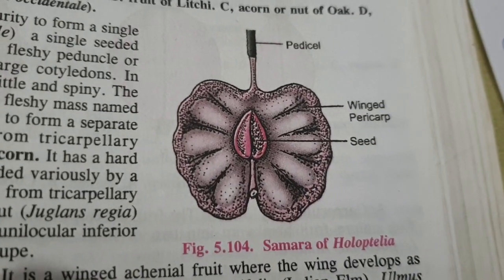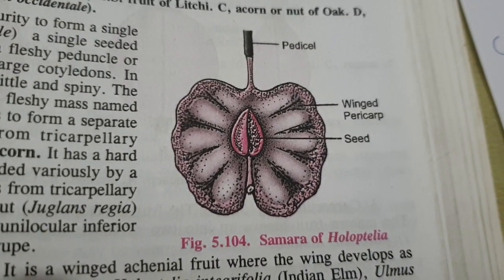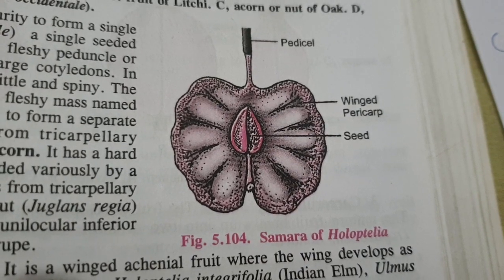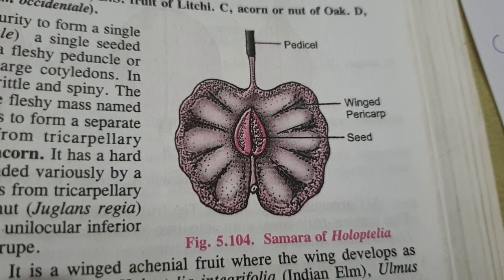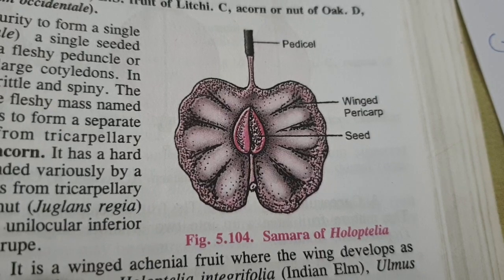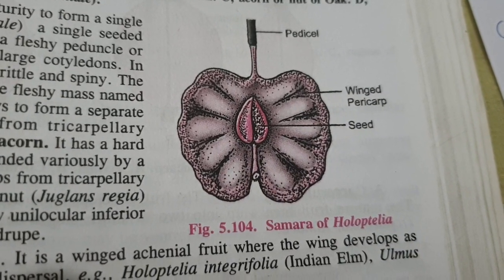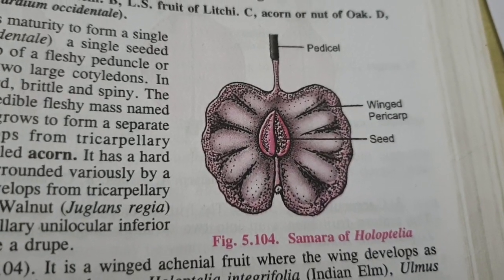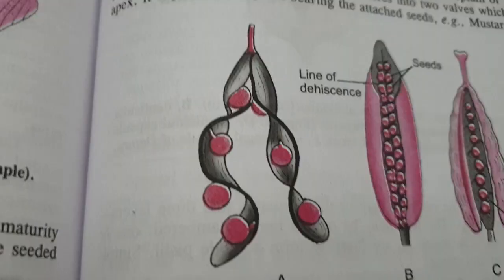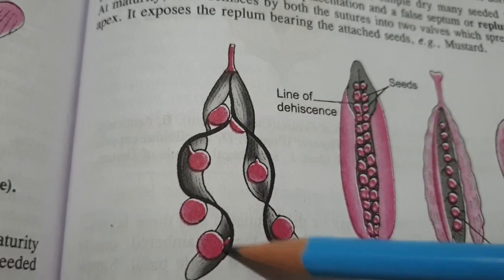Okay, now next the second type is the capsular fruit. Capsular fruit means here it is many seeded fruit, dry simple dehiscent fruit. Here the pericarp splits open to expose the seeds. So the first one is the legume. Okay, so this you can see, this is a legume.